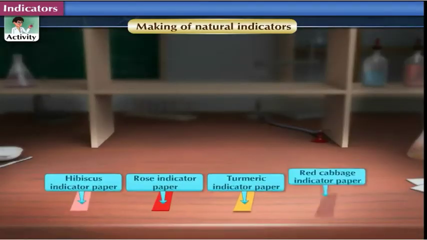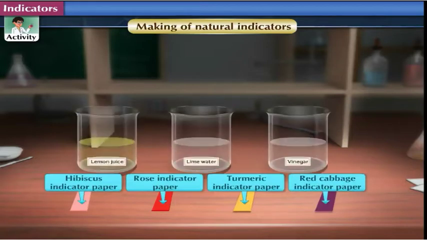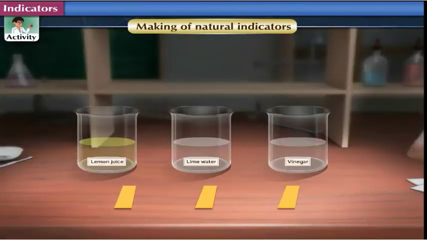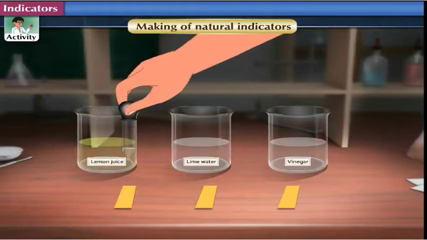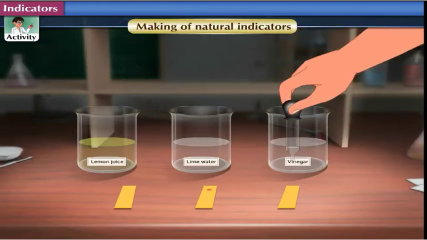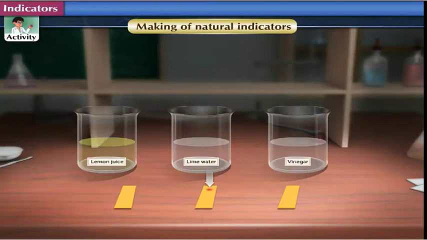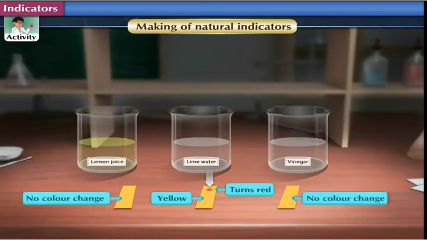Now, with the help of these indicator papers, identify whether substances like lime juice, lime water, and vinegar are acidic or basic. Let us first take 3 turmeric papers and put few drops of lime juice, lime water, and vinegar on them respectively. What do you observe? We observe that the yellow color of turmeric paper turns red on addition of lime water, while it does not show any color change on addition of lime juice and vinegar.